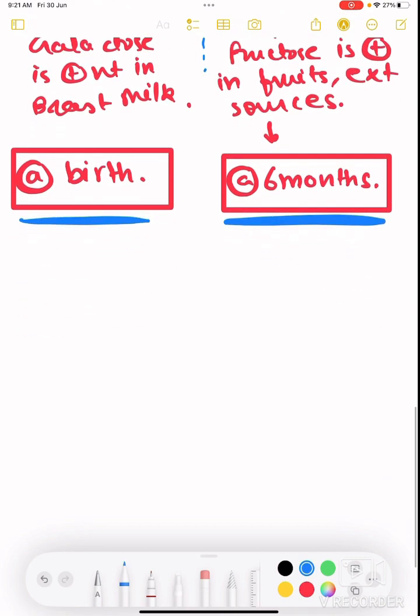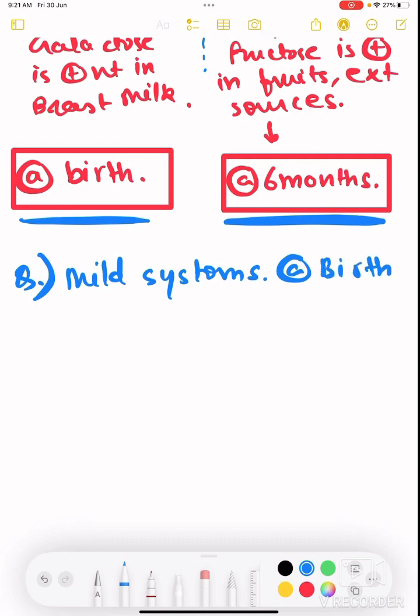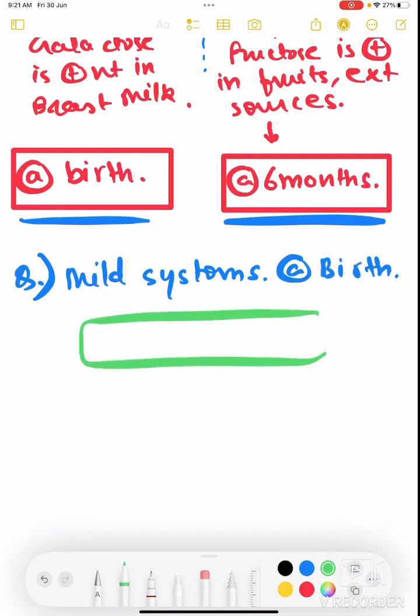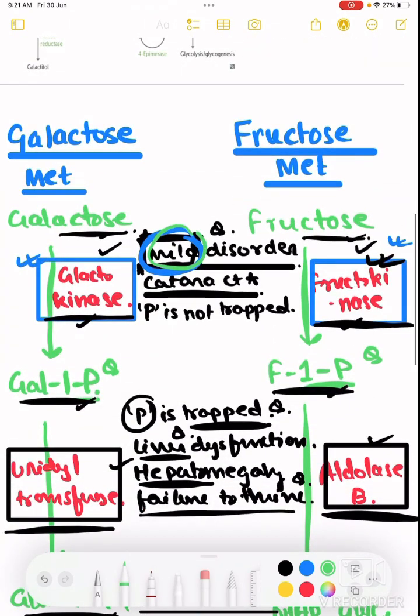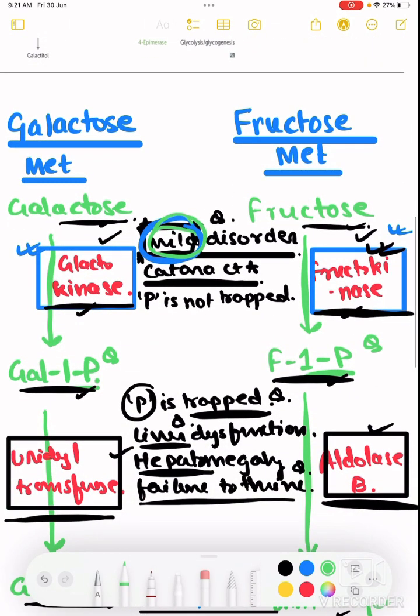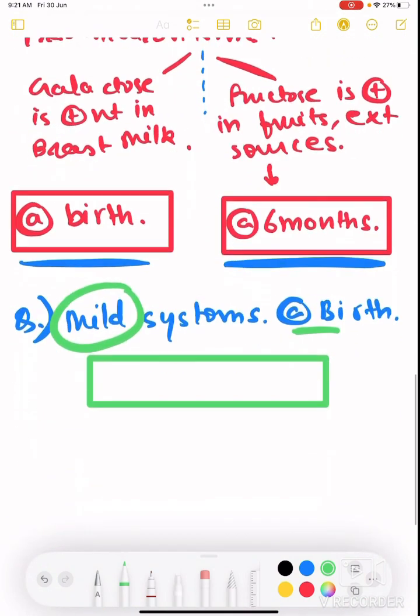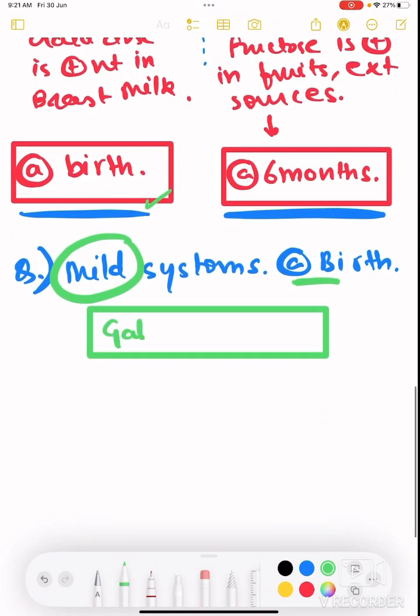How will you differentiate? For example, a question is giving you that the baby has mild symptoms at birth, right? Then what will be your answer? Mild symptoms means the differential should be galactokinase or fructokinase deficiency, and at birth, so what happens at birth? It is galactokinase. So the answer is very easy. The enzyme disorder over here is galactokinase deficiency.